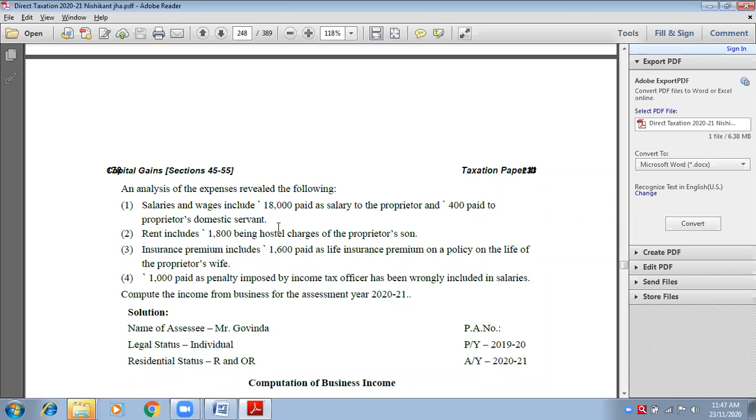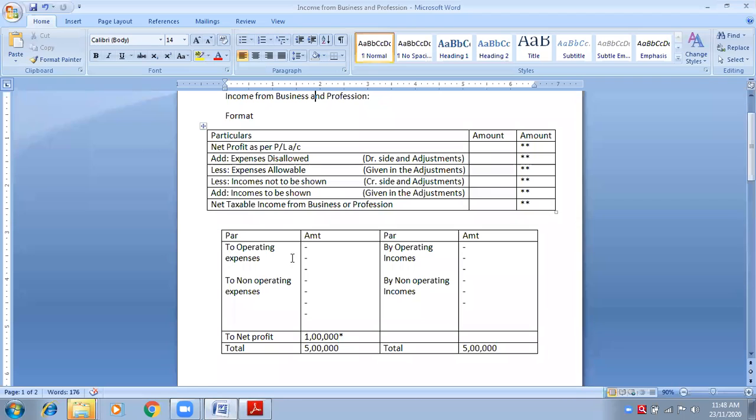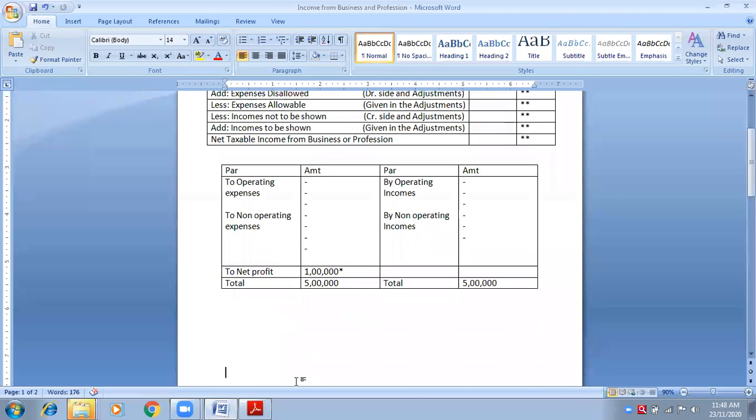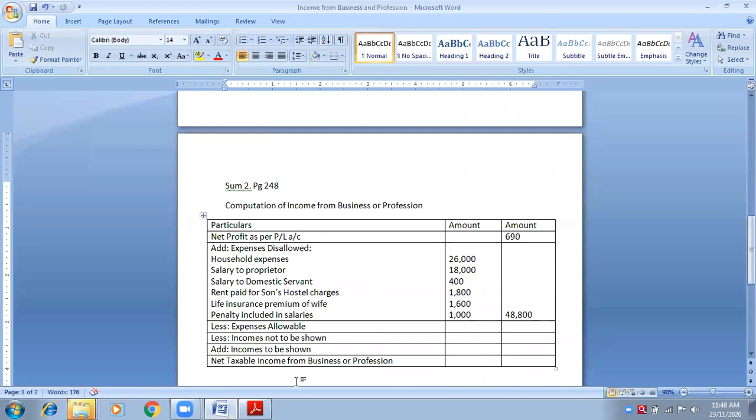See, all the adjustments are related to expenses disallowed. No adjustment is related to expenses allowable. Therefore, here we will write the statement: less expenses allowable, but in the outer column we will write nil. Just the way I'm doing. Okay, nil.